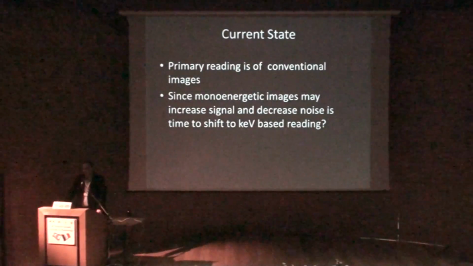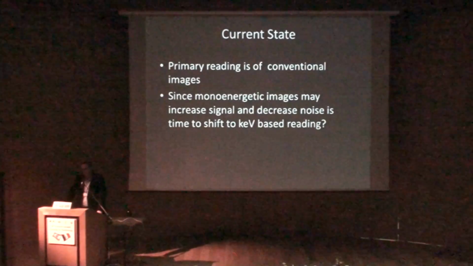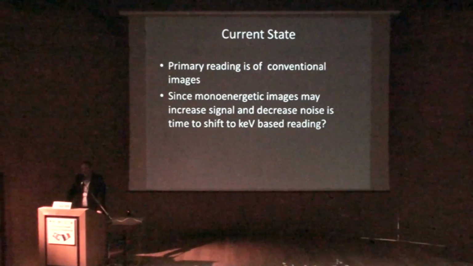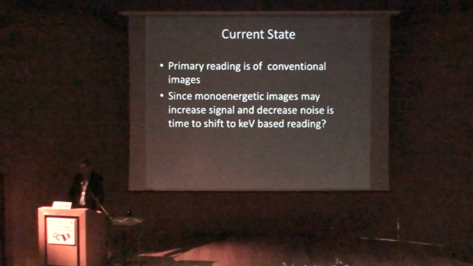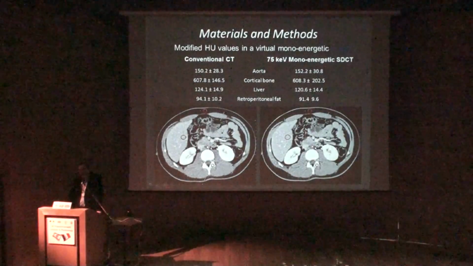So currently, we read CT of the conventional images, but maybe monoenergetic images may increase the signal and decrease noise. So maybe we can switch to reading of the KEV-based imaging. And we looked at some cases.